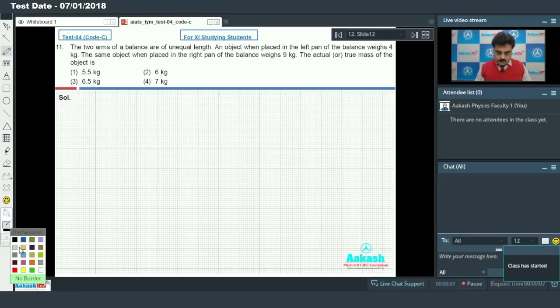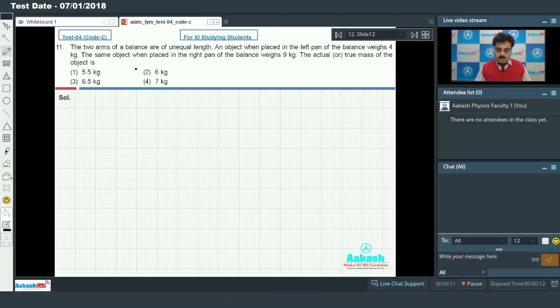So now I am going to take question number 11. The two arms of a balance are of unequal length. An object when placed in the left pan of the balance weighs 4 kg, and the same object when placed in the right pan of the balance weighs 9 kg. The actual or true mass of the object is this. So we can solve this question by using moment of force.